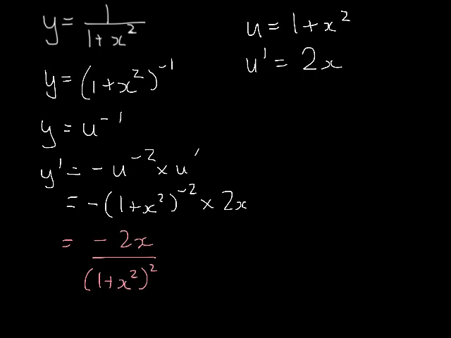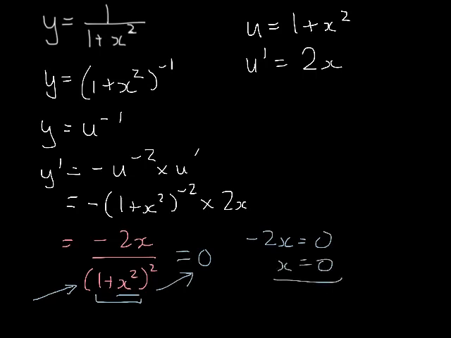Now, we want to find out where the tangent is horizontal, so we set the derivative to 0. Now, notice that the bottom can never be 0 because it's always going to be positive, because x squared is always positive, so this whole thing is going to be greater than or equal to 1. So we can multiply both sides of this equation by (1 plus x squared) squared, and we're just left with minus 2x equal to 0, so we've got x equals 0.